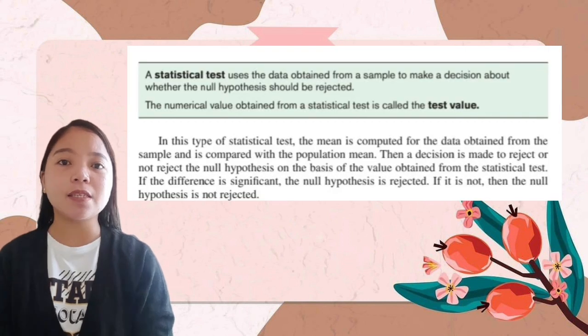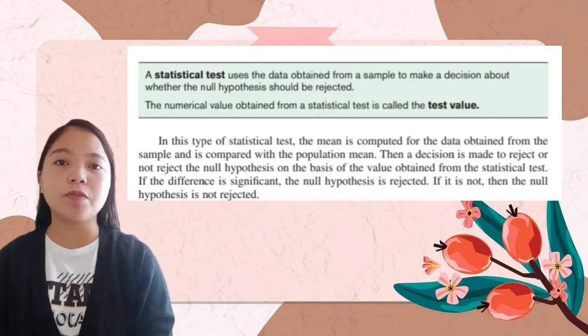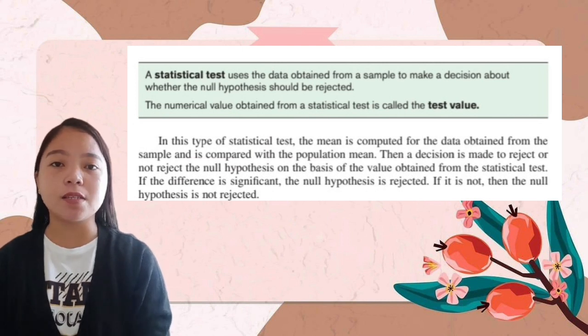In this type of statistical test, the mean is computed for the data obtained from the sample and is compared with the population mean. Then a decision is made to reject or not reject the null hypothesis on the basis of the value. If the difference is significant, the null hypothesis is rejected. If it is not, then the null hypothesis is not rejected. In the hypothesis testing situation, there are four possible outcomes. The four possible outcomes are shown like this.